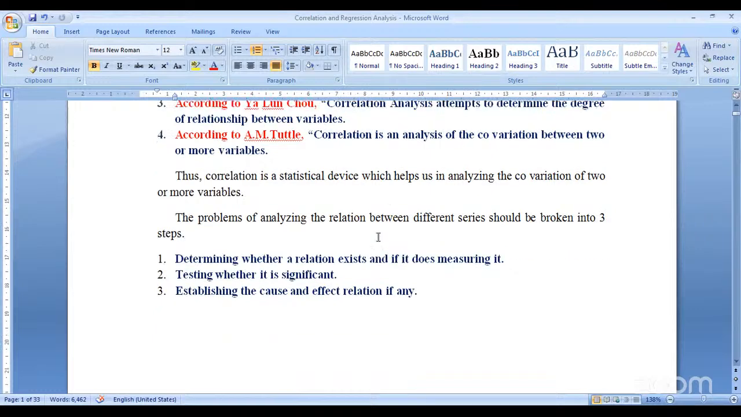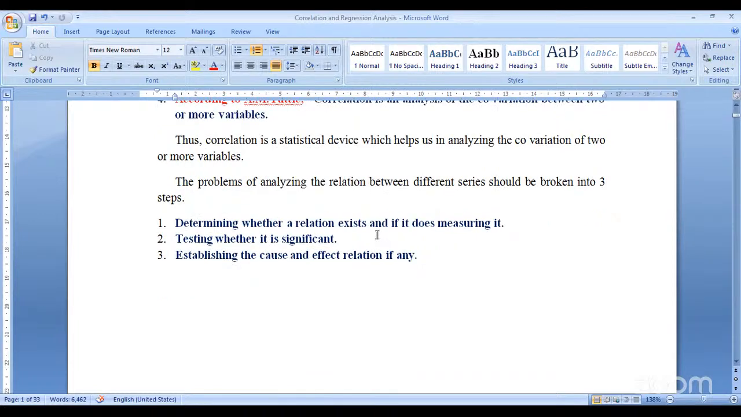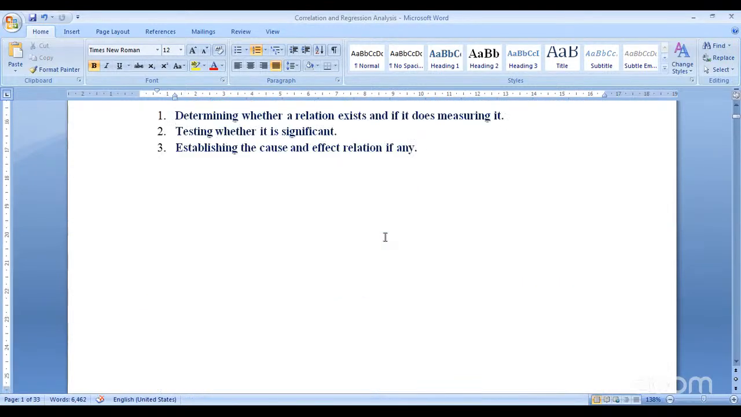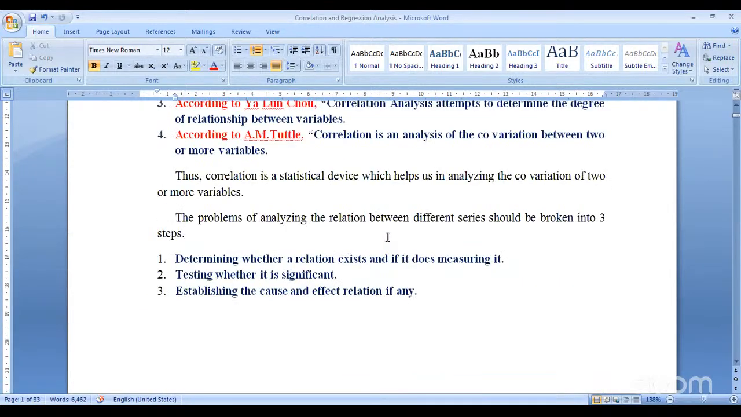So here the problem of analyzing the relation between different series should be broken into three steps: determining whether a relation exists and, if it does, measuring it; testing whether it is significant; and establishing the cause and effect relation, if any. Okay, so these are the ways to analyze the problem.